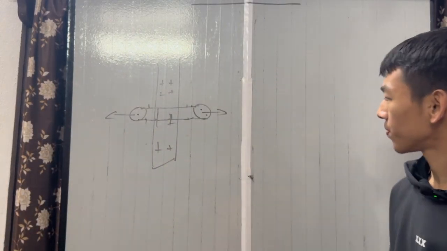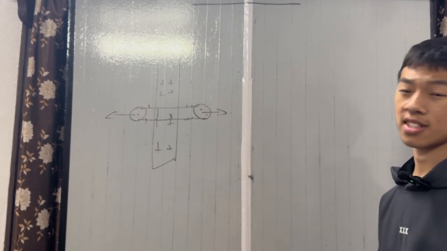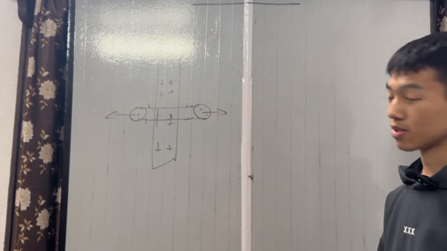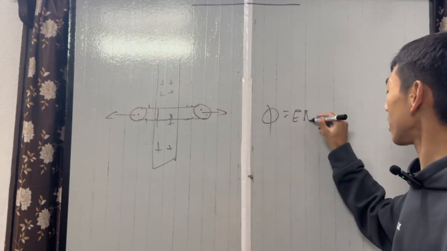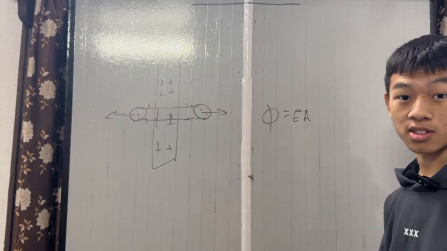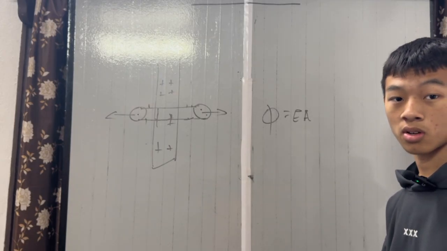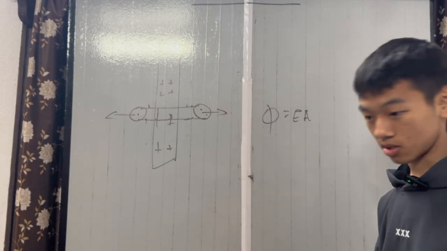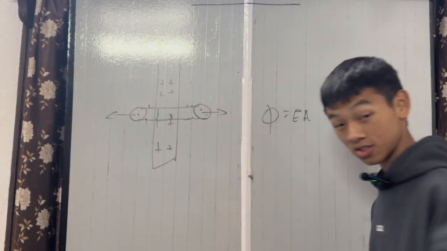Now, we'll find the flux through these two areas. Flux is equal to EA cos theta. Here cos theta is 0 degrees. What is cos 0? Okay, cos 0 is 1.